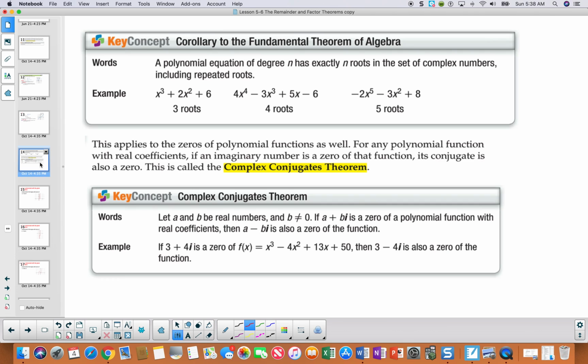Okay, and that's not an accident, because the corollary to the fundamental theorem says a polynomial of degree n has exactly n roots. This means if it's a third degree, it'll have 3 roots. Fourth degree, 4 roots. Fifth degree, 5 roots. Also, the other thing is the complex conjugate theorem, which says that if you end up having a complex number that looks like this, you will also have its conjugate. So in this particular problem, 3 plus 4i is a 0. We know that its conjugate will also be a 0. So they go along in pairs.